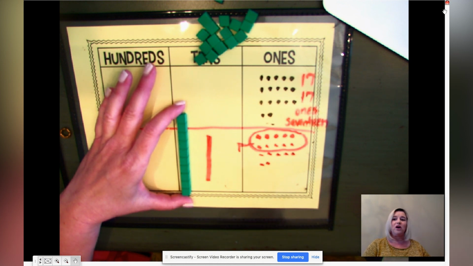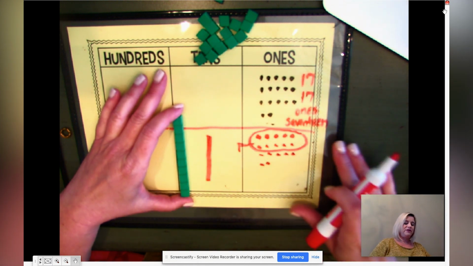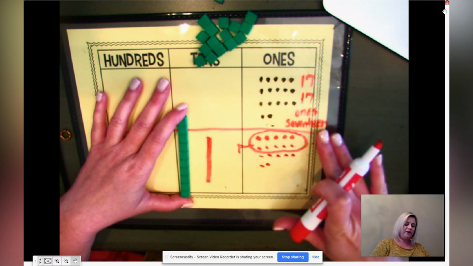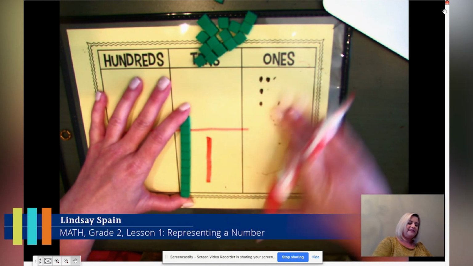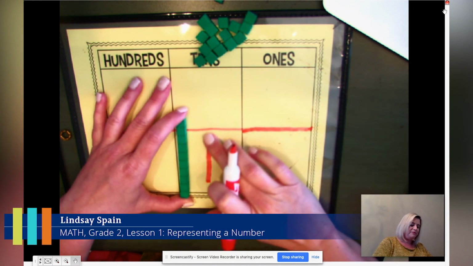Now that we've drawn it, let's model it with our base 10 blocks. And if you would like to go and get some objects that you want to use to model, you can do that as well. So now I'm going to erase. Remember, we've done it in ones. And now I'm going to erase and I'm going to show you with our base 10 blocks.